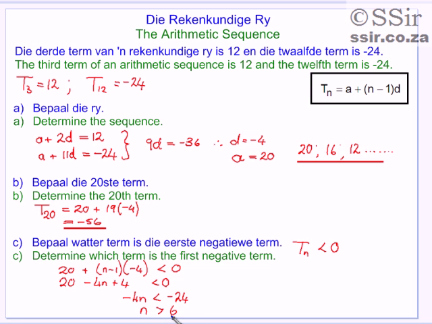So n must be bigger than 6 for terms to be negative. So all terms where n is bigger than 6 will therefore be negative. So which will be the first negative term? It will be term number 7.